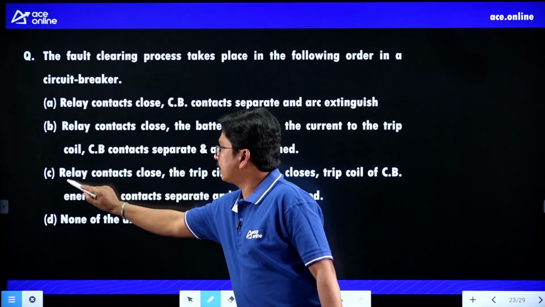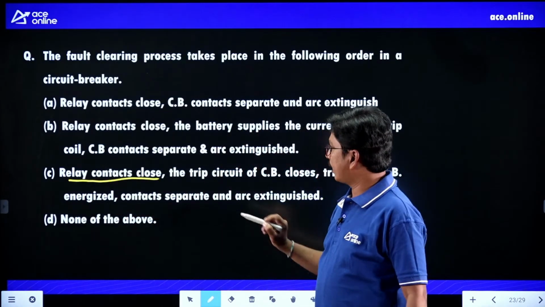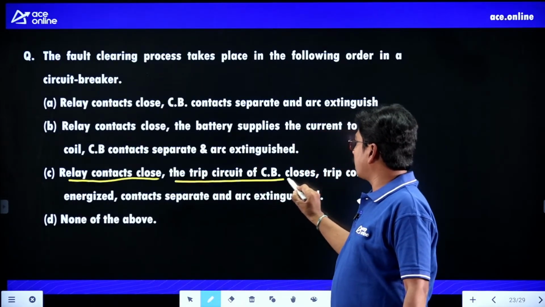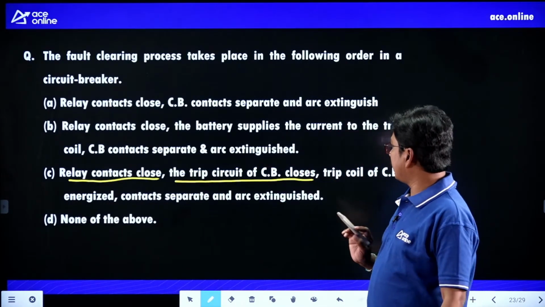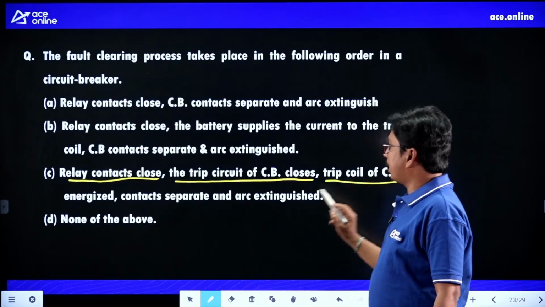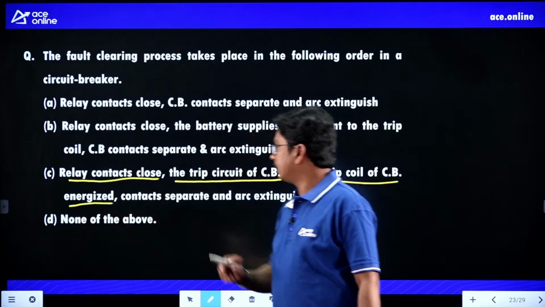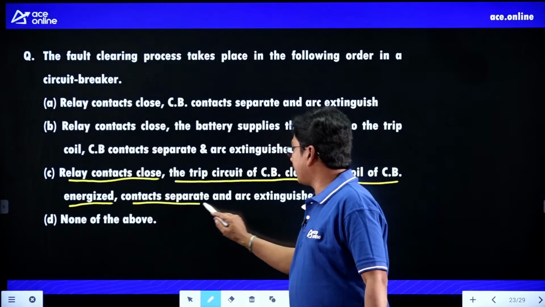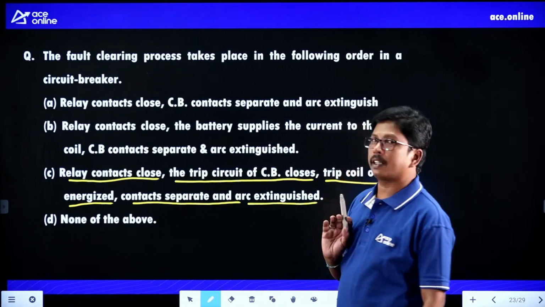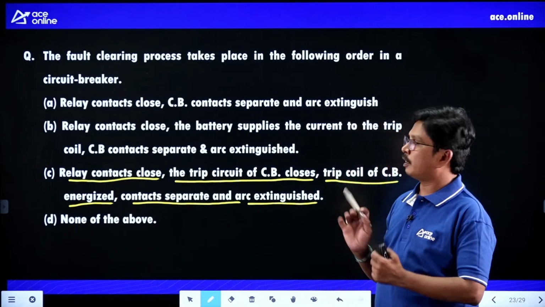So the first one is relay contacts will be closing. Next one is the trip circuit of circuit breaker will be closing. Next one is trip coil of circuit breaker is energized. Very good, right? Next one, contacts will separate and arc will be extinguished. So this is the process we are having.